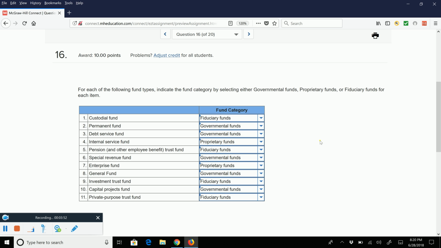And then trust funds are more of a long-term nature. Trust funds are where the government has a responsibility for managing assets for somebody else. There are pension trust funds, investment trust funds, and we're also going to see private purpose trust funds.